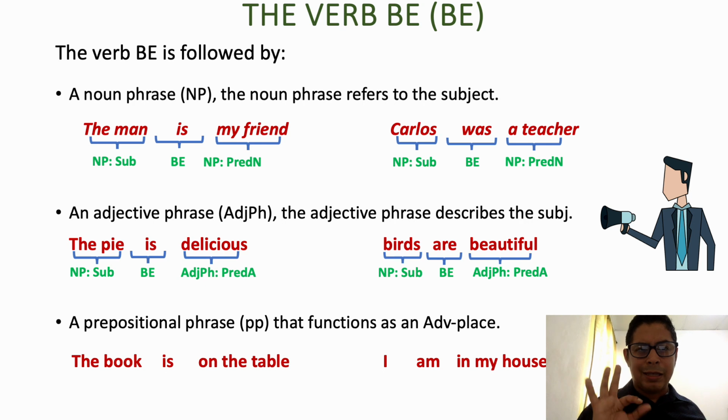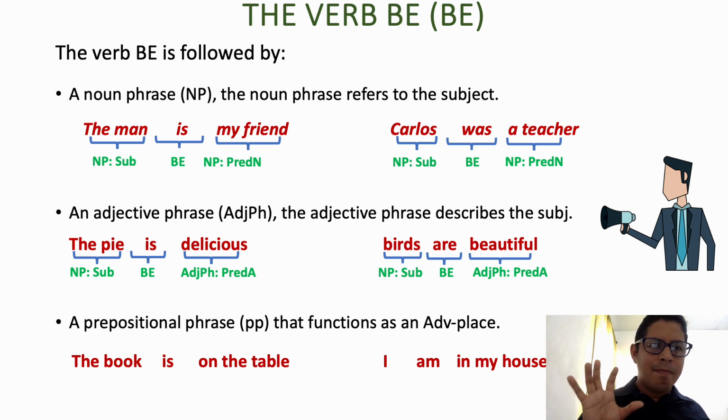But the third point is what makes the difference between linking verbs and the verb be. A prepositional phrase that functions as an adverb of place. It's really important to understand that every time that you see a prepositional phrase, you can say that it's a prepositional phrase, but they mostly function as an adverb, maybe adverb of time, maybe adverb of reception, manner, instrument, and many others.